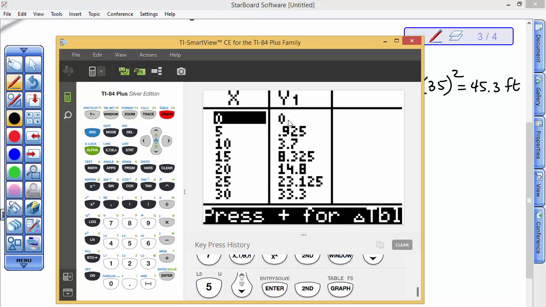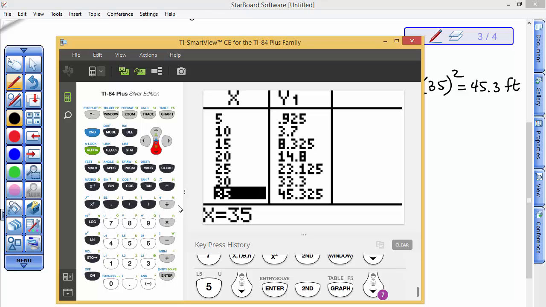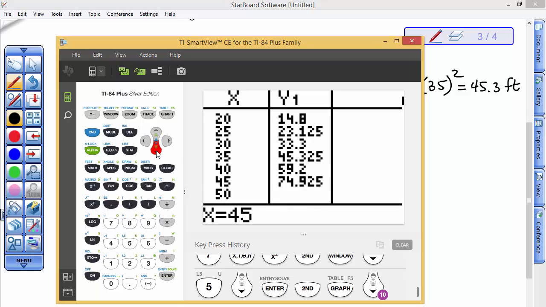10 miles per hour, this particular car is going to take 3.7 feet to stop. 25 miles per hour, 23 feet for that vehicle to stop. And remember, we just did the 35 ourselves, and we got this 45.3. Well, here we go. 35 miles per hour. The calculator tells you that it's going to take 45.325 feet to stop. Really a nice feature for us to be able to evaluate an equation with incremental amounts, or to have the calculator ask us what we'd like to put in.